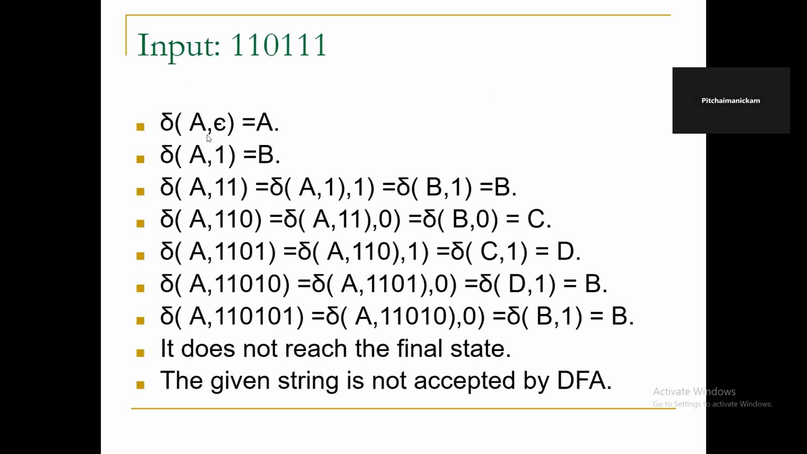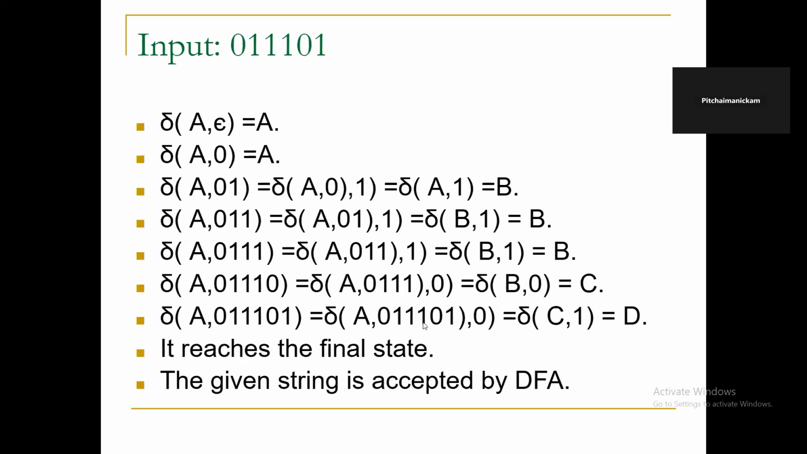So you can take δ^(A, ε) = A. A with 1 goes to B. Again A with 11 goes to B. A with 110 goes to C. δ^(A, 1101) goes to D, and δ^(A, 11010) goes to B, and δ^(A, 110101) goes to B. So finally it does not reach the accepting state, so the input string is not accepted.